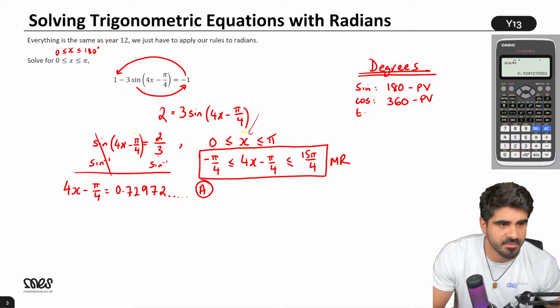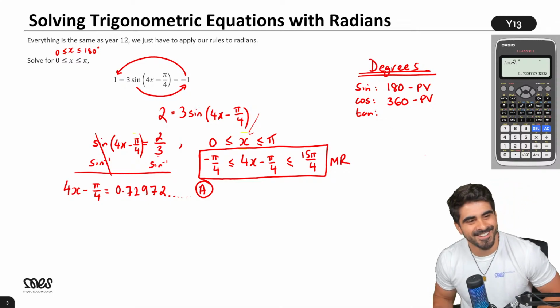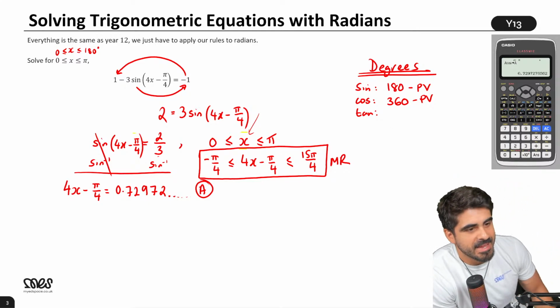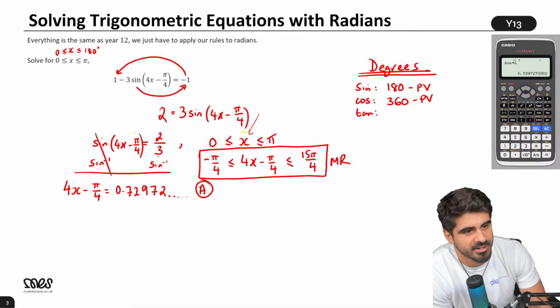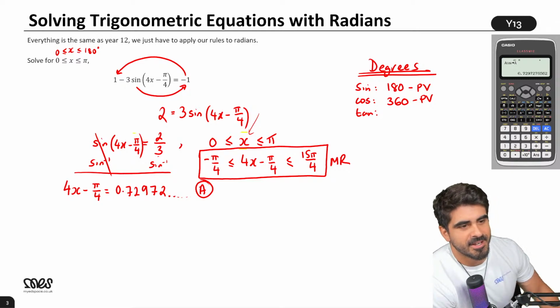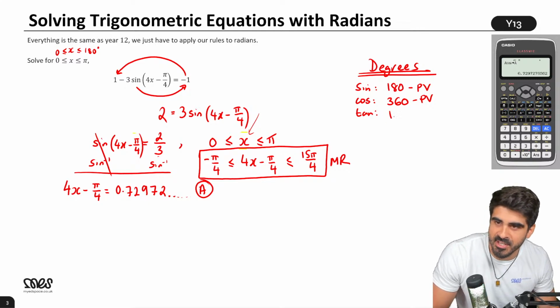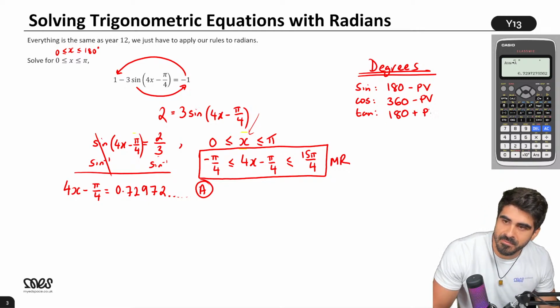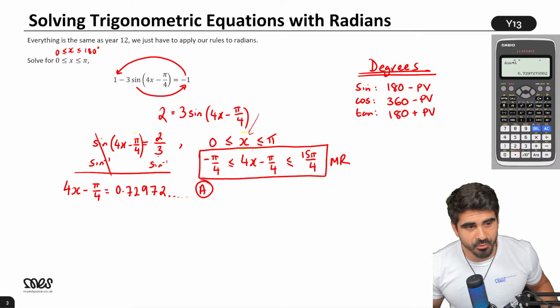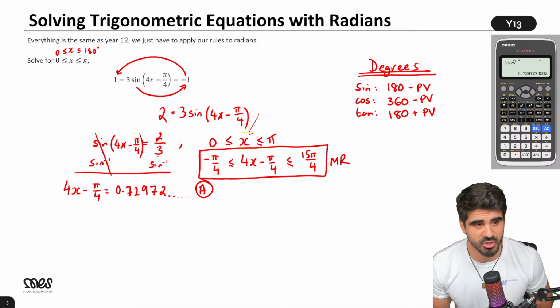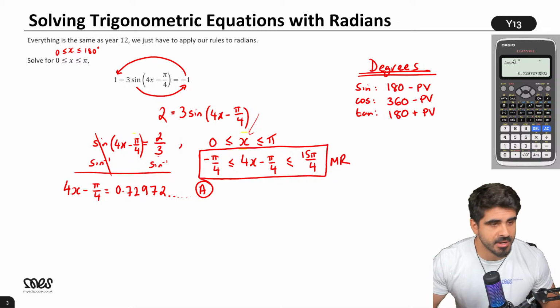And for tan, what is it for tan? In the main year 13 course, I'll show you where we actually use the CAST diagram. It's not your fault. So for tan, it's 180 plus. It can't be 180 minus, that's sine. Three very simple rules that you just need to remember. You'll do so many questions that you don't even need to worry about remembering it.